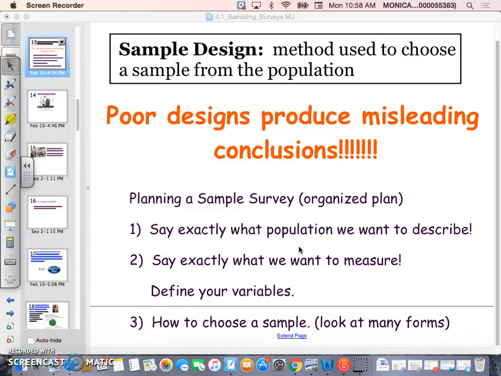And then we want to say exactly what we want to measure and define our variables. So for example, they did a survey for what we wanted our homecoming theme to be. And so we wanted to measure what students' opinions were on the homecoming themes. And so our variables might have been Hollywood and whatever the other choices were. And then we had to choose a sample. And so we're going to talk about all the different ways to choose a sample today.